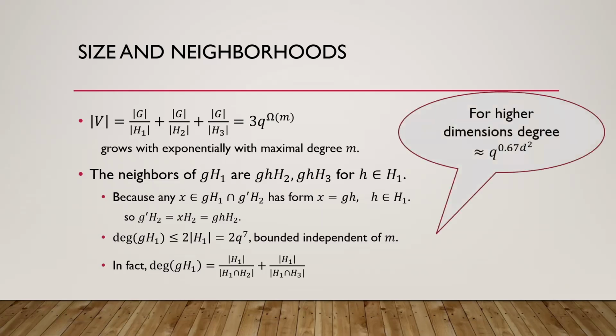Let me just comment that for higher dimensions, the degree also grows something like q to the d squared. So even in higher dimensions, if you fix both q and d, you will get something that's constant in degree, and you can take the maximal polynomial degree m to grow to infinity to get an infinite family of bounded degree complexes.